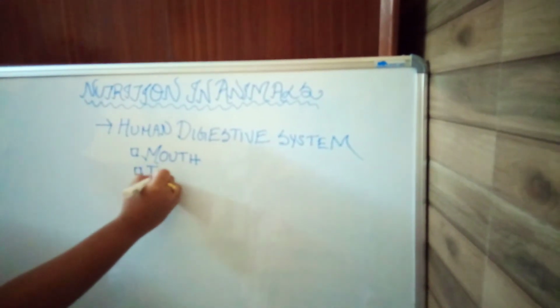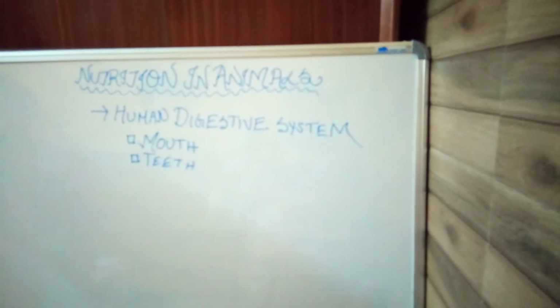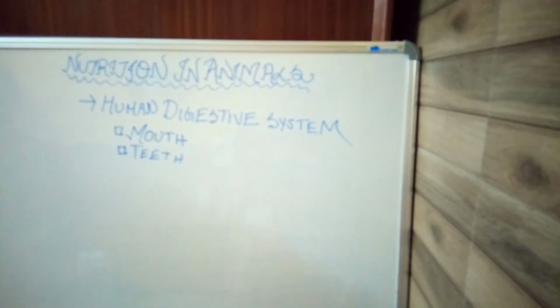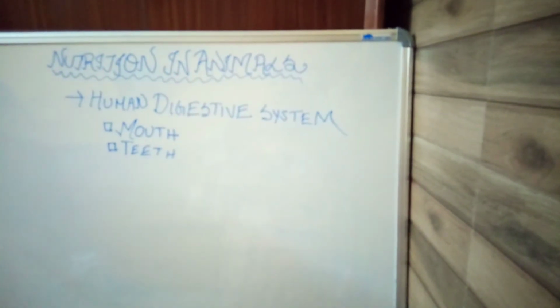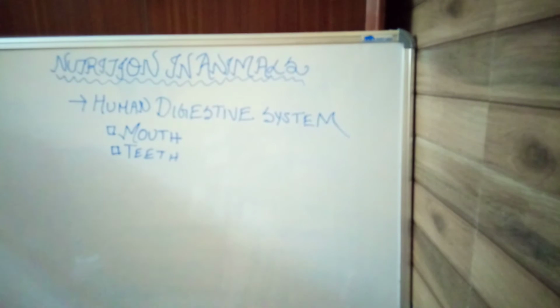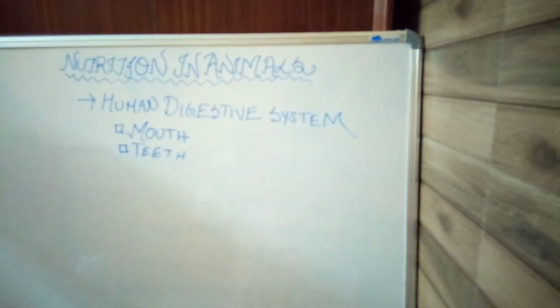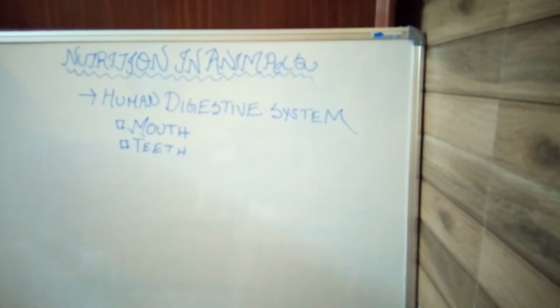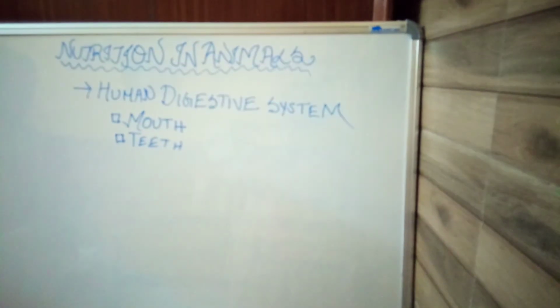Teeth. Now, teeth in humans are essential for chewing of food, thus physically breaking them into smaller pieces. Besides chewing, teeth also help in speech, that is, they help us in talking and help to mix the food with the help of saliva and tongue.